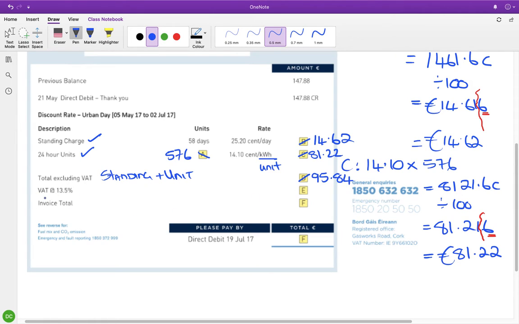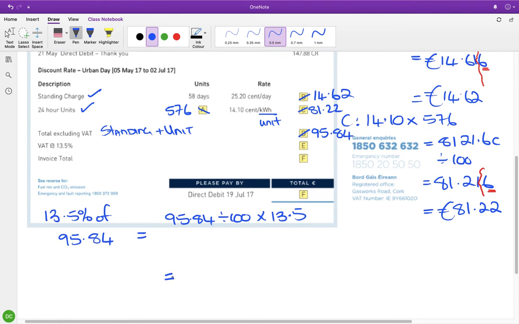So that's D. For E then it's the VAT at 13.5%. So the bill is 95.84 and you need to get 13.5% of 95.84. The way I do this is I take the 95.84, I divide it by 100 and I multiply it by 13.5. Now you might have a different way of doing that, and providing it's correct, it doesn't matter. So for this my calculator says 12.9384.